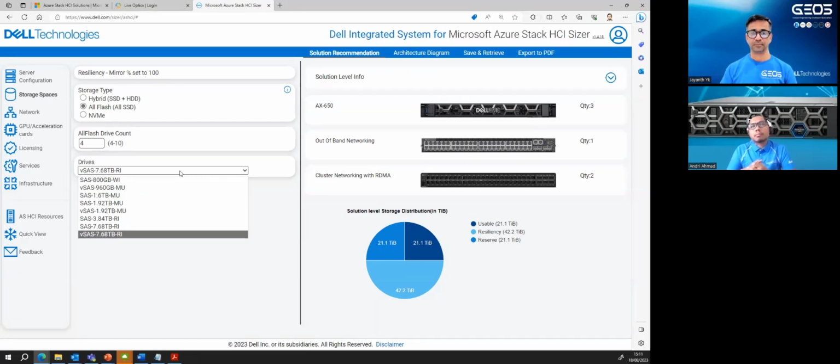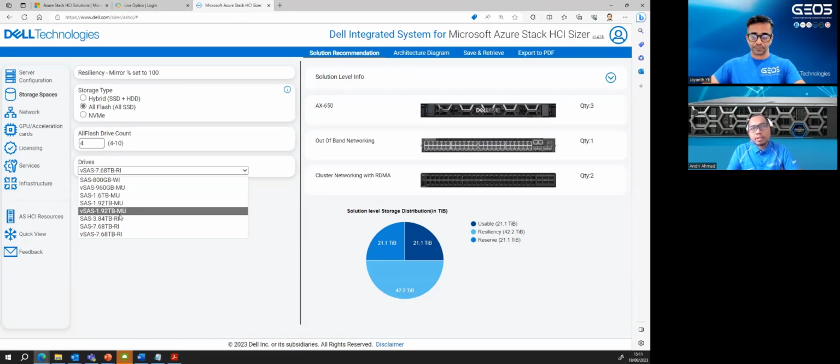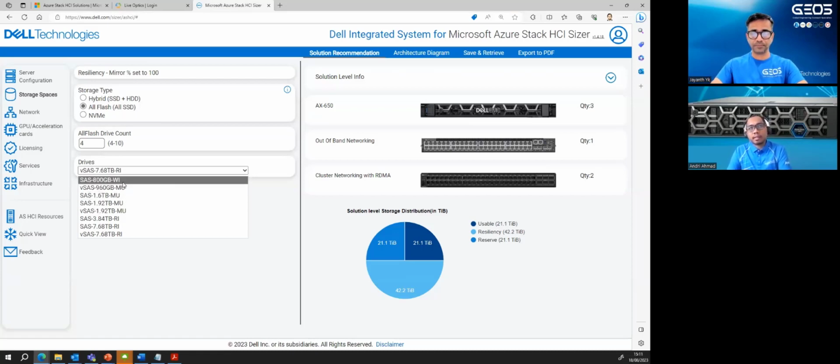The other one is mixed use. If you see the MU here, it's mixed use, so it's basically around 3 disk writes per day, right? And then the highest endurance will be write intensive. So write intensive will be around 10 disk writes per day, right? And obviously the higher the endurance, the higher the cost.